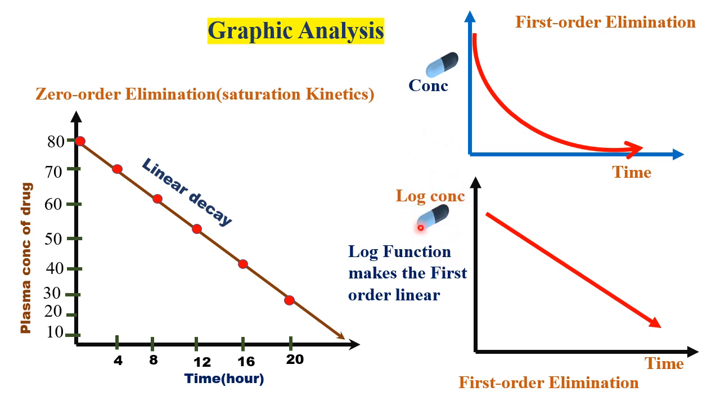When the y-axis shows log concentration, it is a first order graph, first order elimination, log concentration versus time, whereas in zero order it is plasma concentration, no logarithm is applied here but log function is applied there. That's the difference. Thank you guys.